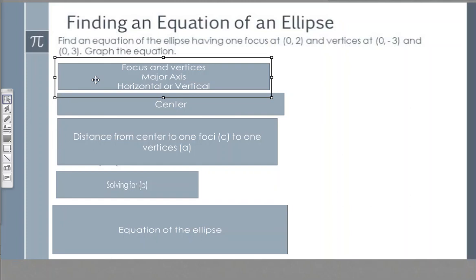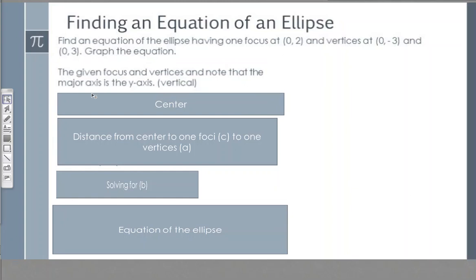So the given focus and vertices, notice that all those points are on the y-axis, which makes it vertical. So notice your foci are going to be at positive 2 and negative 2 on the y-axis, and your vertices are at negative 3 and positive 3 on the y-axis. So that right there tells you, hey, the major axis is the y-axis, and this means it's going to be a vertical ellipse.